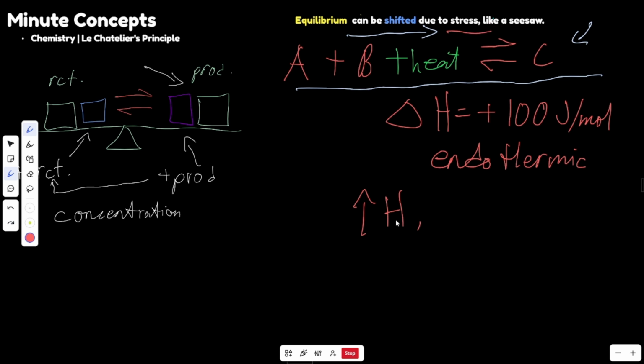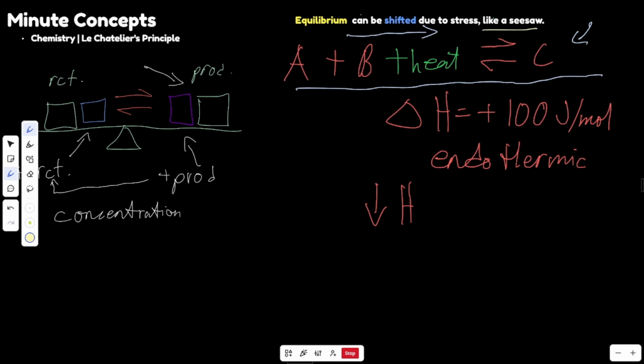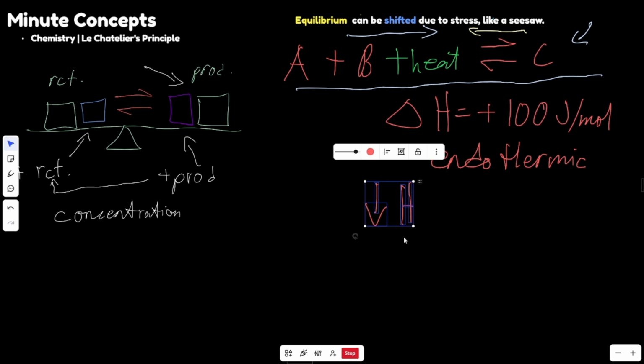Now, how about if we take away the heat? Let's say that we're going to decrease the heat. We're going to reduce from this side. So that means that the products have to go from right to left. It has to turn into a reactant. Now, really what we're doing here is just shifting the seesaw. We just want to make sure that it stays in the middle however way we can. If one side is too heavy, then we go to the other side, right? And that's pretty much how it works for heat.